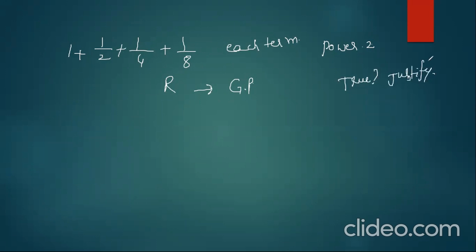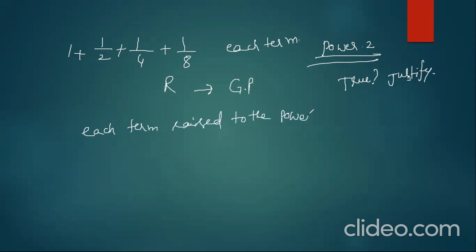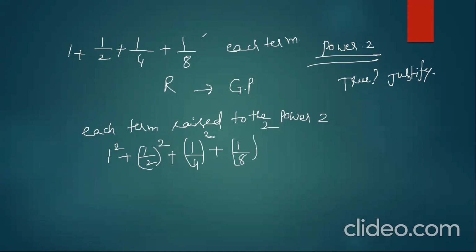Okay? Come. So, each term raised to the power 2. This is very important. Each term raised to the power 2. Okay? What is the meaning? So, can we write our progression just by raising it to 2? Okay? I raised, right? Just I raise it to 2. What do we get now?